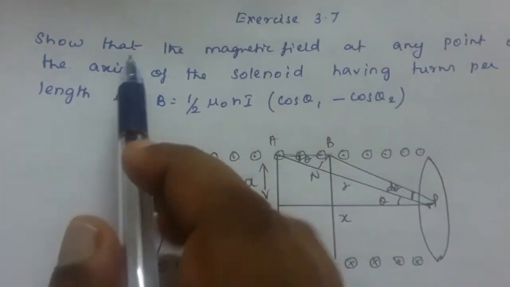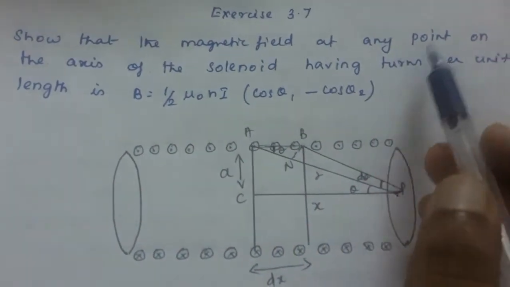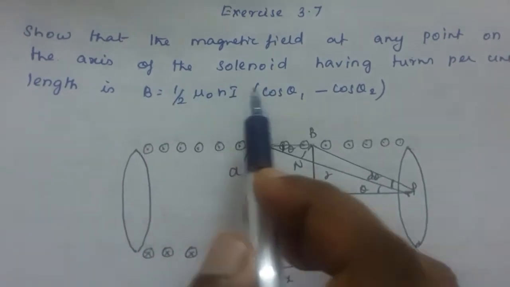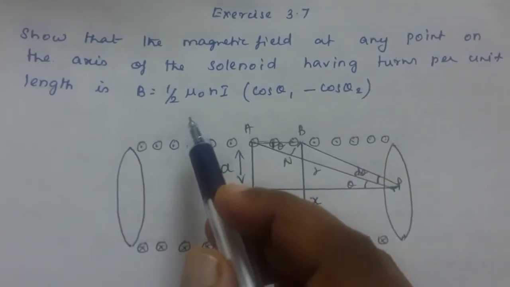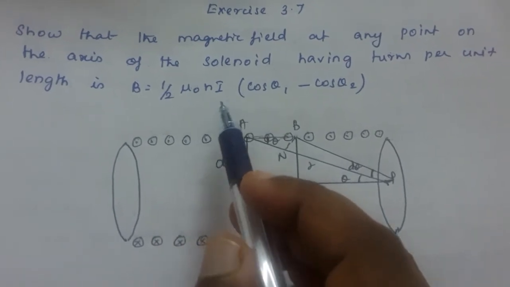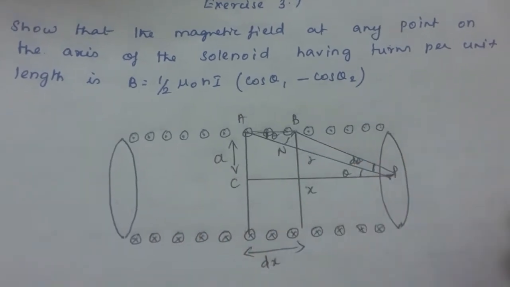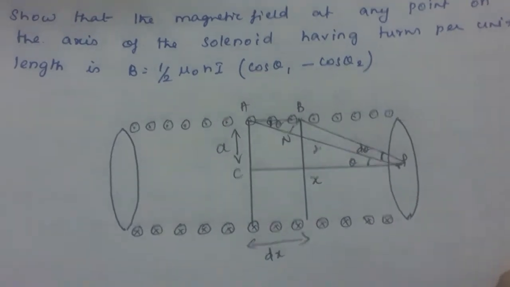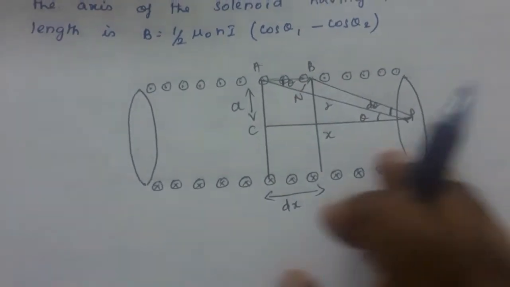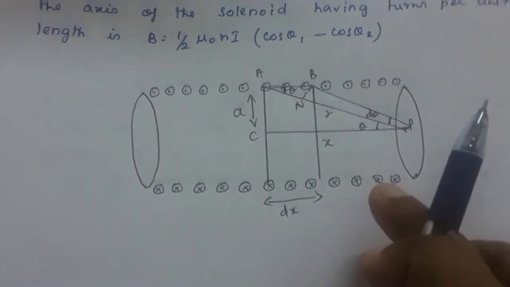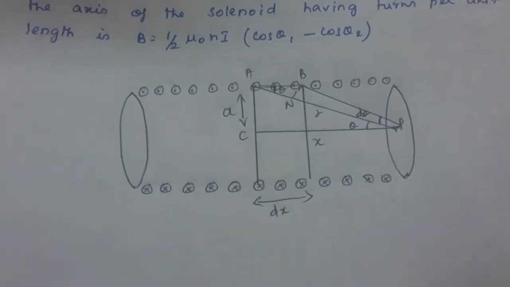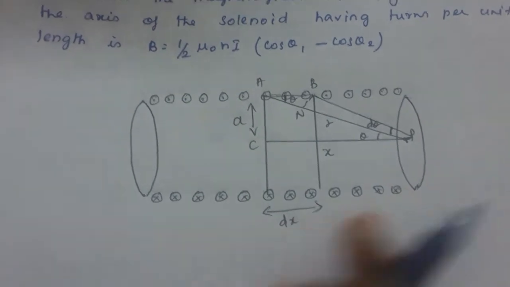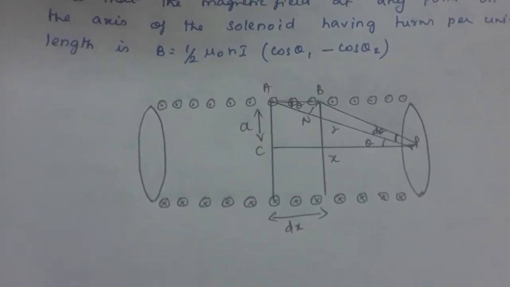Exercise 3.7. Show that the magnetic field at any point on the axis of the solenoid having n turns per unit length is B equals 1 by 2 mu 0 n I (cos theta 1 minus cos theta 2). Okay. Now we are going to consider a solenoid like this, and we are going to prove the above equation.